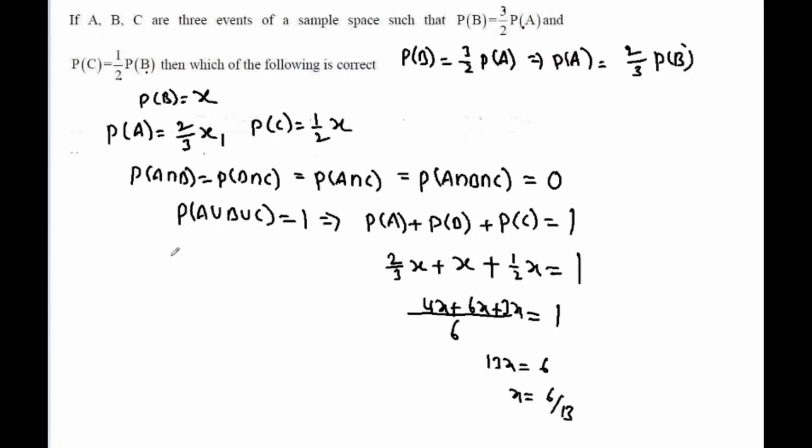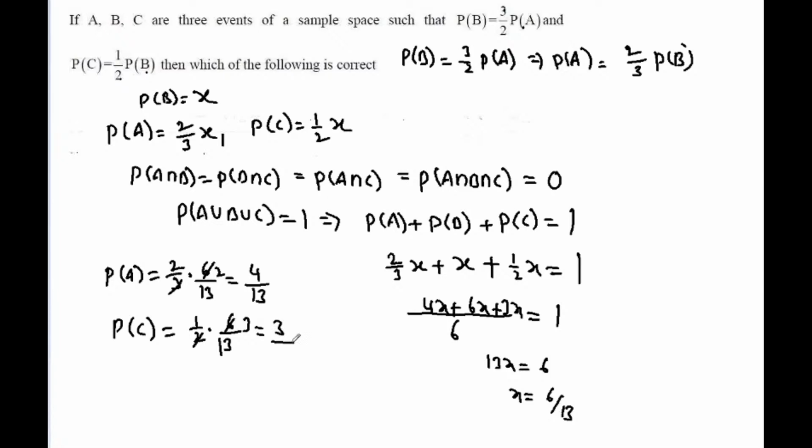Now we find probability of A. That is probability of A is equal to 2 by 3 into probability of B. That is 2 by 3 into X. X value is 6 by 13. That is 3 2 times cancelled. That is equal to 4 by 13. And the probability of C is equal to 1 by 2 into X. That is 6 by 13. So 2 3 times cancelled. That is equal to 3 by 13.